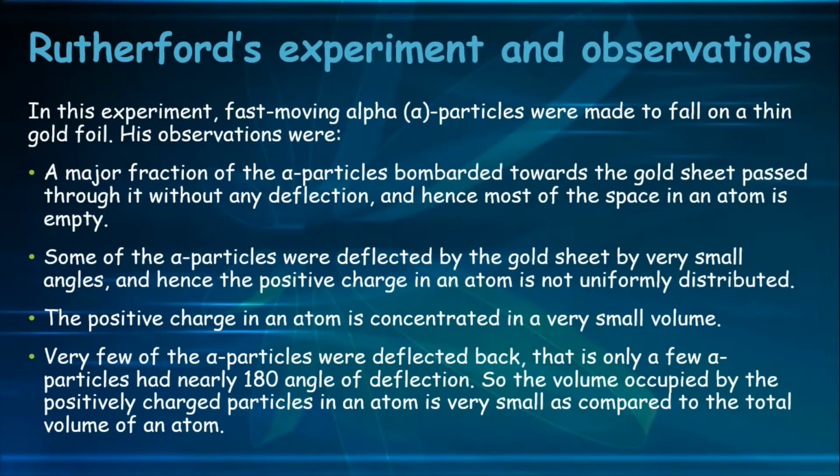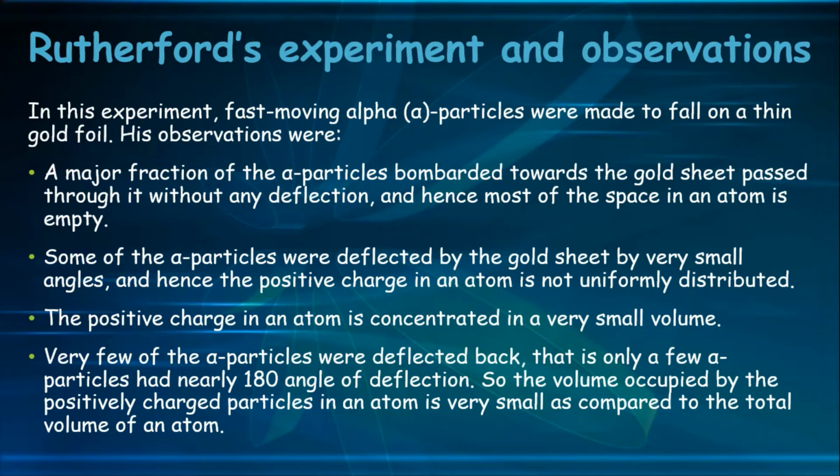Rutherford's experiment and observations. In this experiment, fast-moving alpha particles were made to fall on a thin gold foil. His observations were: a major fraction of the alpha particles bombarded towards the gold sheet pass through it without any deflection, and hence most of the space in an atom is empty. Some of the alpha particles were deflected by the gold sheet by very small angles, and hence the positive charge in an atom is not uniformly distributed. The positive charge in an atom is concentrated in a very small volume.